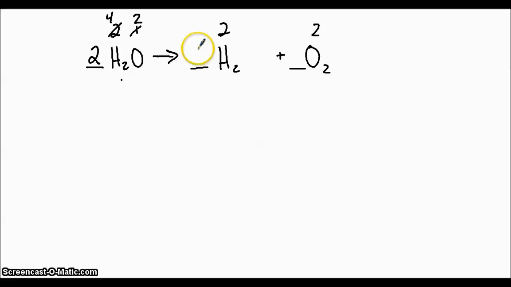So what I just do is I put another 2 there. So now I have 2 times 2 hydrogens, giving me a total of 4 hydrogens. Now my hydrogens are balanced. I have the same amount of hydrogens on both sides, 4 and 4. And my oxygens are balanced. I have the same amount of oxygens on both sides, 2 and 2.